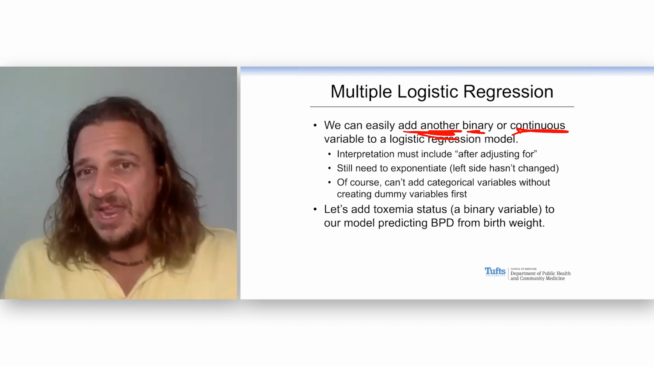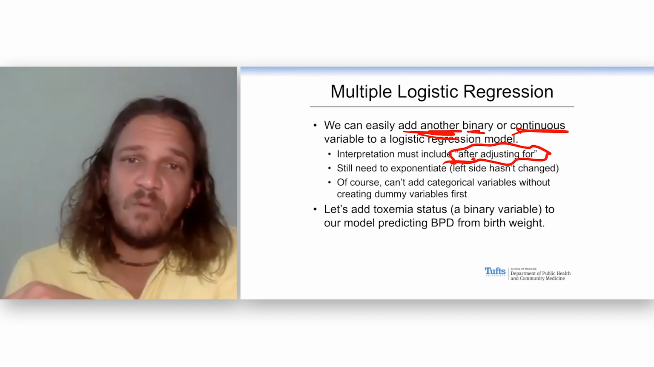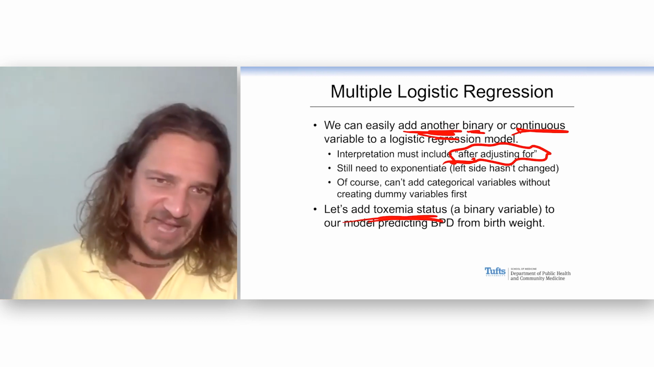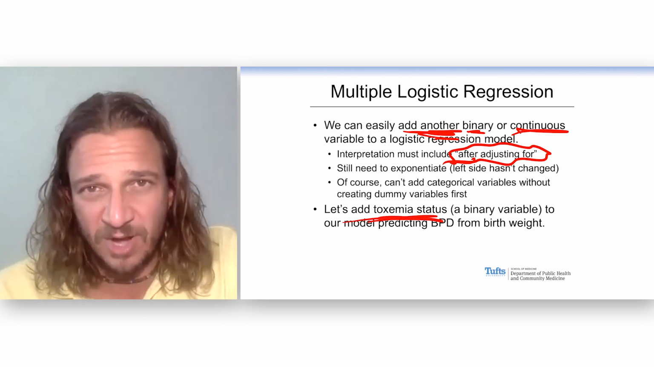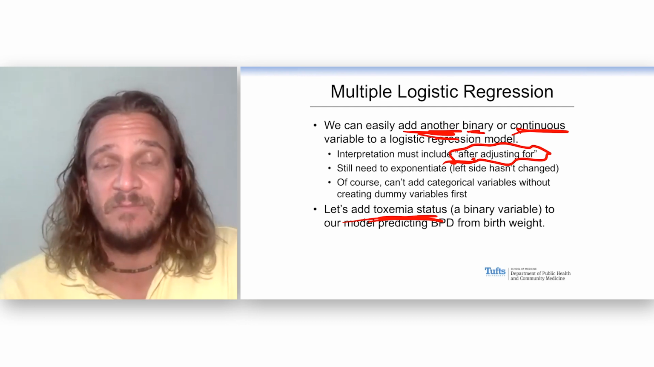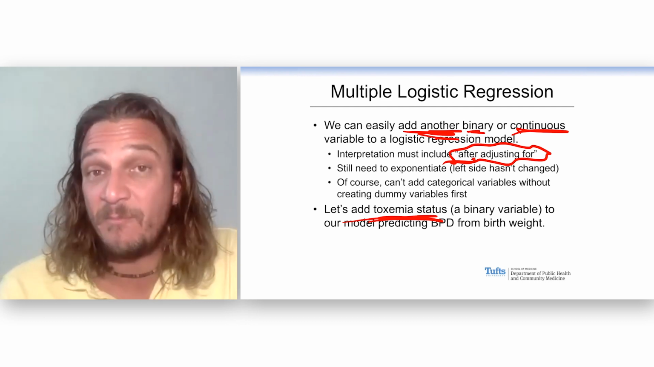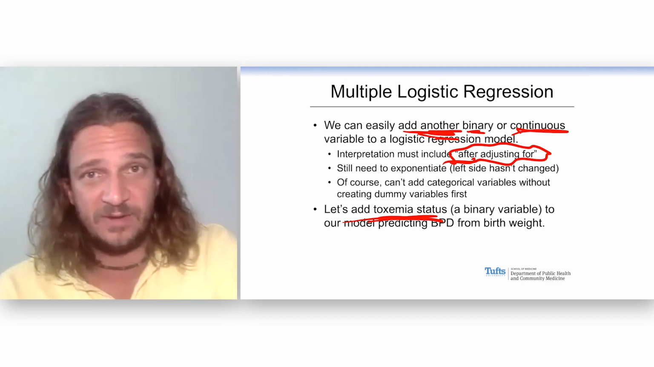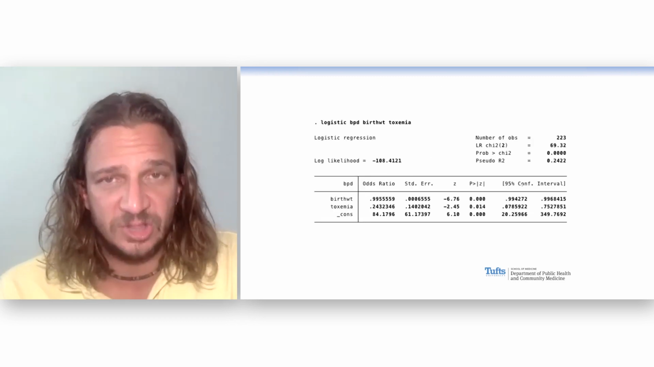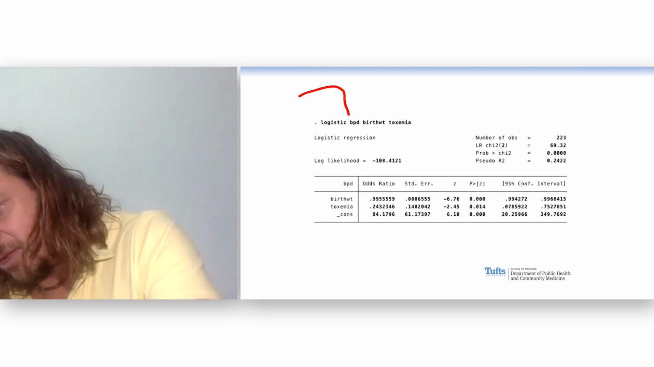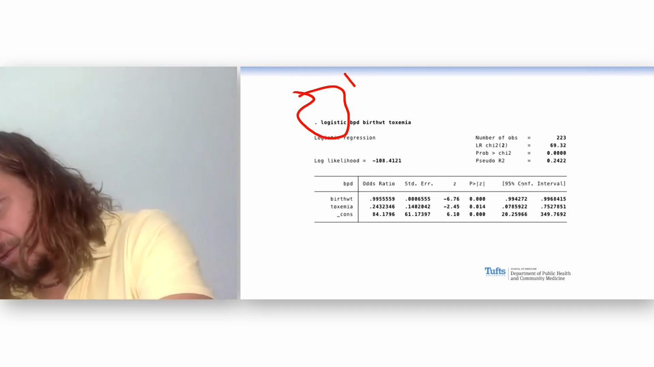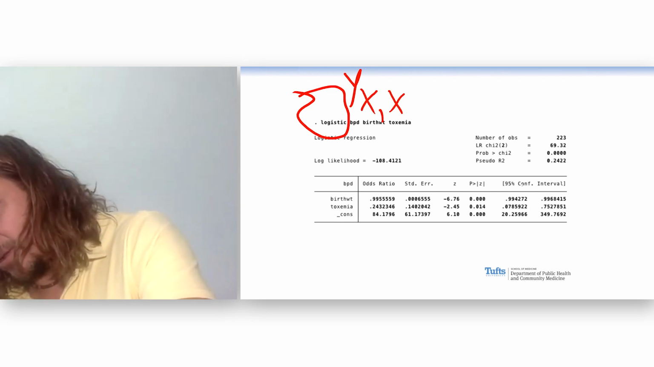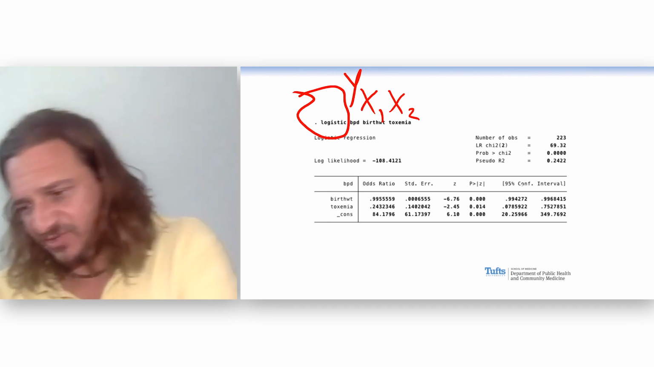But the other side is after adjusting for. So I'm going to add another variable into the model, this variable, toxemia status. It's a high blood pressure that the mother can have during pregnancy. Let's see how that affects the odds of BPD. Now, we already know that birth weight is an important, significant predictor, so we better control for birth weight. To do the multiple logistic regression model, we still say logistic, and then we say Y, and then we say X1, and then we say X2, right? That's how it's written in Stata.